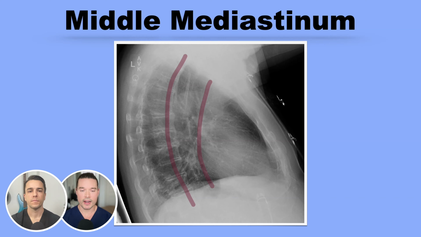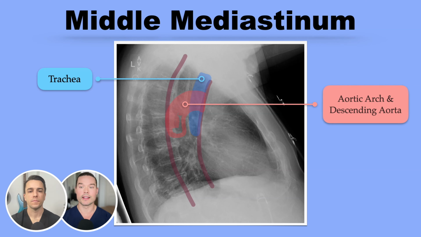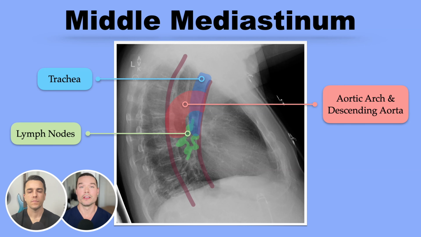Let's talk about some anatomy. The first structure is going to be the trachea. The next structure is going to be our aortic arch and our descending aorta. After that is going to be our lymph nodes. Remember, the lymph nodes are actually in all our compartments, but classically we categorize them into the middle mediastinum. And our last structure that we're going to highlight is the esophagus.